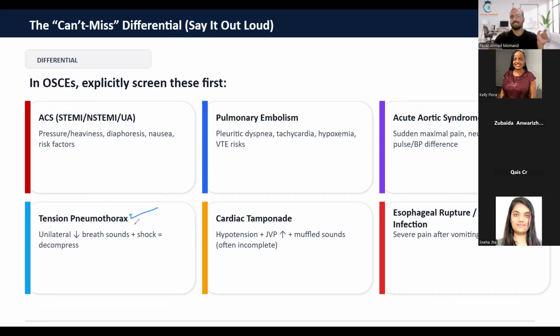If you do not decompress and wait for X-rays, the patient is going to go into cardiac arrest and potentially die. Cardiac tamponade is another differential for someone who experiences chest pain. Patients in tamponade usually come with low blood pressure, their JVP is raised, and their heart sounds are muffled, or you are usually unable to correctly listen to them or auscultate them.